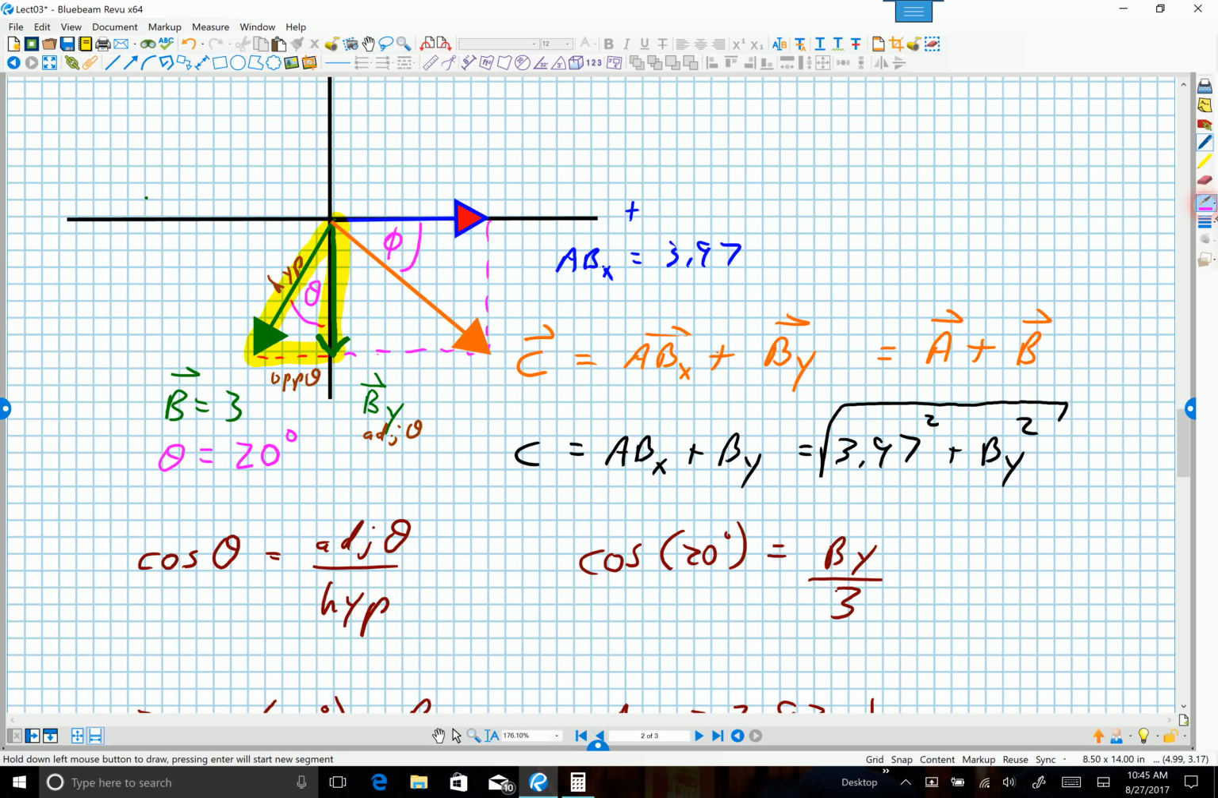And now we can label our lines. We're going to say that this side here is opposite phi, this is adjacent to phi, and this is the hypotenuse of the new triangle. And the triangle, now we'll make a different color here, is like this.